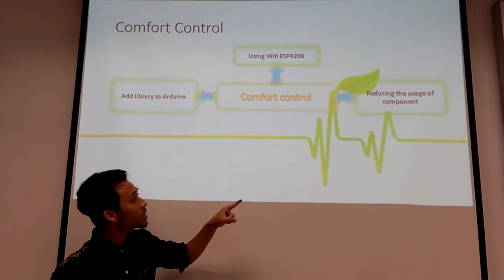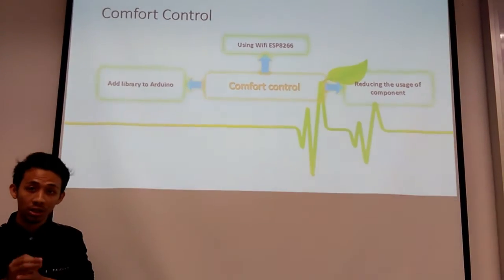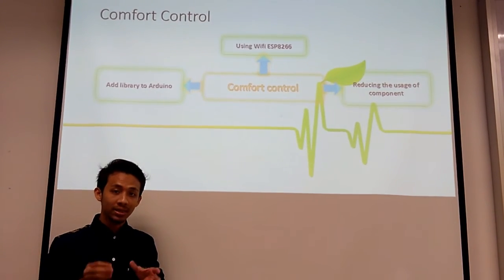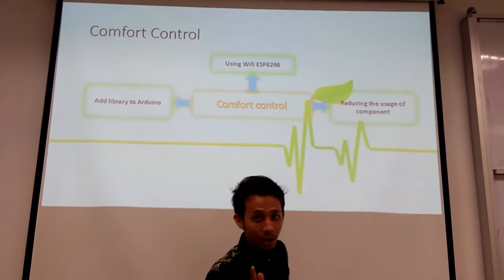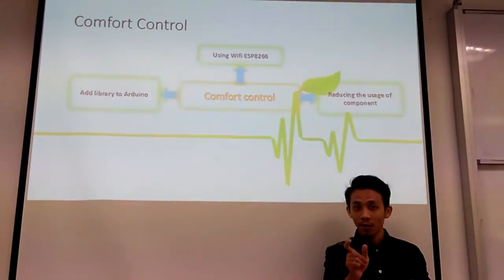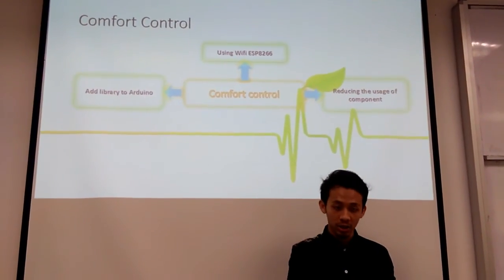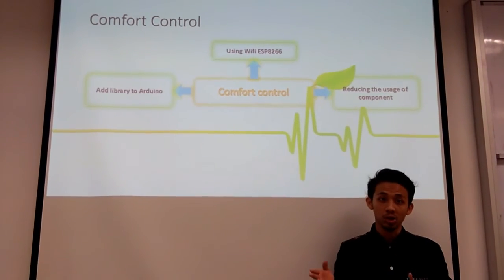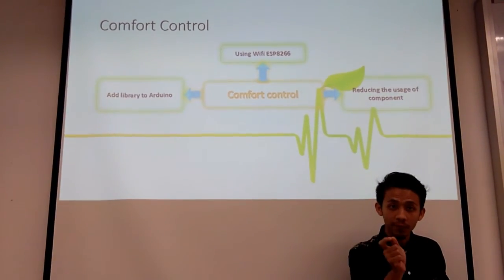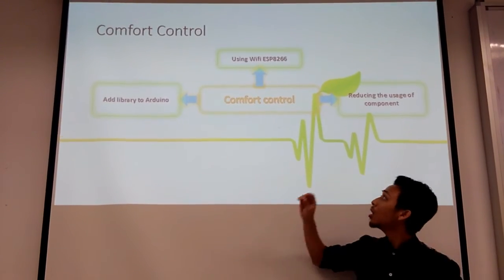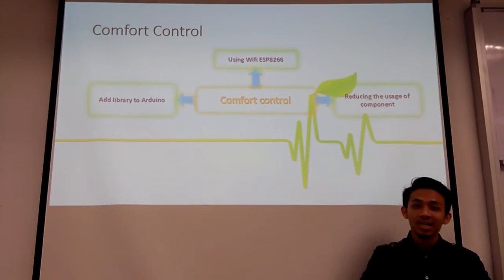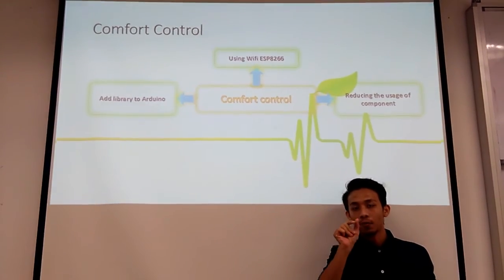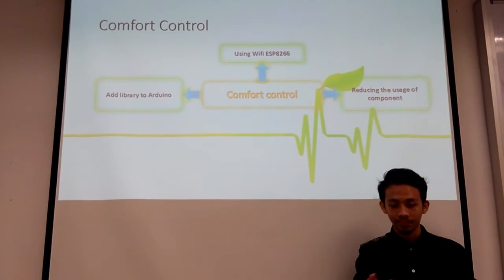Next, we reduce the usage of components, which means we need to renovate our circuit to make it simpler. About the Wi-Fi, we cannot interface between Arduino and smartphone without a certain Wi-Fi to connect them. So we use the ESP8266 as the type of Wi-Fi that can connect both of them.